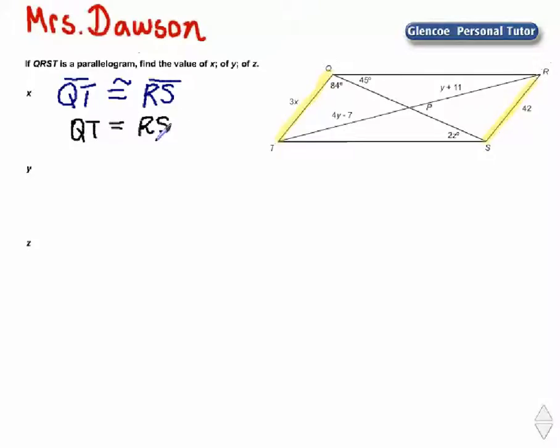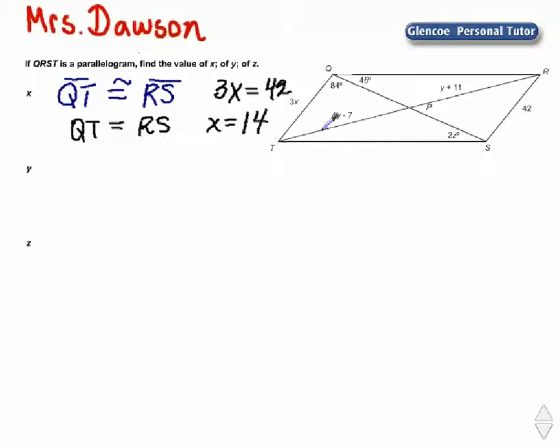So QT equals RS. The length of QT is 3x. The length of RS is 42. Dividing both sides of the equation by 3, x equals 14. It's a little sloppy. Let's clean that up. X equals 14. Okay, it's clear. Writing off the diagram, let's move on to find y.